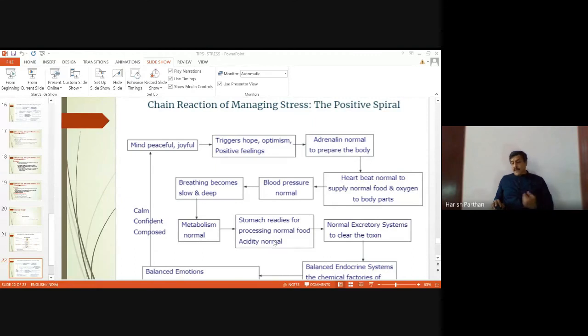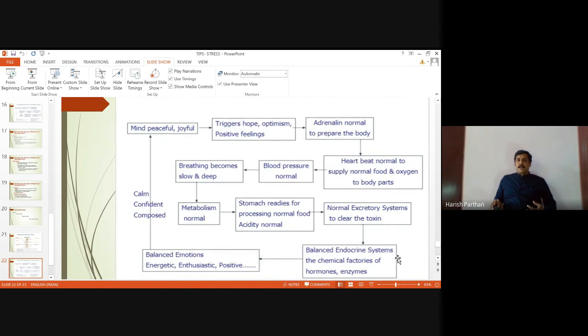Whenever your body is not okay, your first disease starts from your stomach. Be aware of that. Your first disease starts from your stomach. If your stomach is creating some kind of uncomfortableness, immediately attend to it. Your excretory system becomes normal, your endocrine system becomes normal. And when you're energetic, enthusiastic, positive, your mind again becomes a cycle. So from a negative spiral, you can make it into a positive spiral, right?